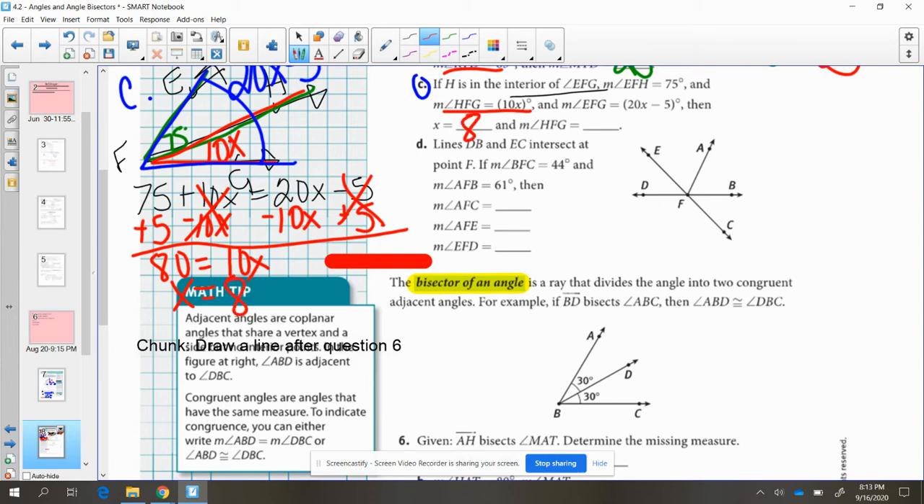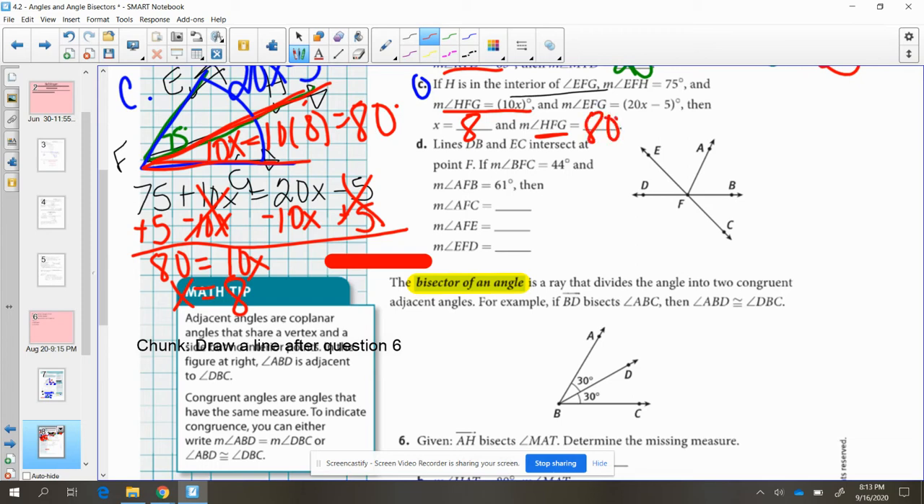Okay. Now the last piece here wants us to plug it back in. So if we want HFG, we want H to F to G, which is 10 times 8, which is 80 degrees. Okay.